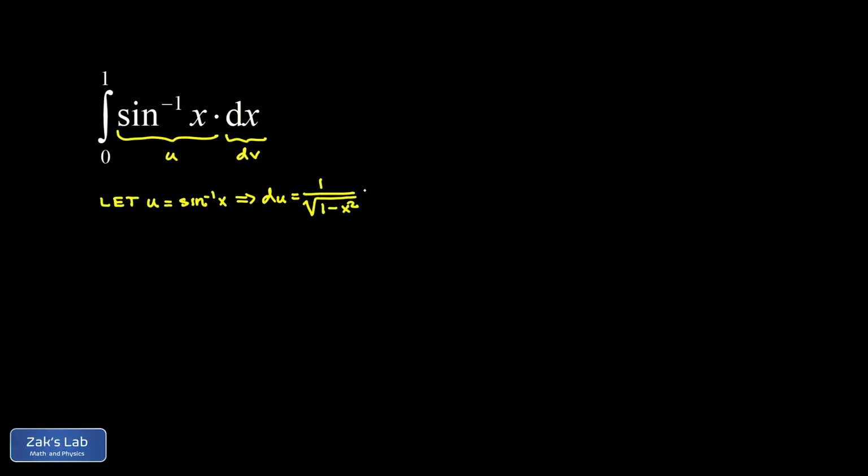And then the differential du is going to be that times dx. So dv is the other part of the integral, that's just dx. And that means v is equal to x. So then we apply the integration by parts formula, and that starts with u times v, or x inverse sine x. And that's evaluated from 0 to 1. This is a definite integral. And then we say minus the integral of v du.